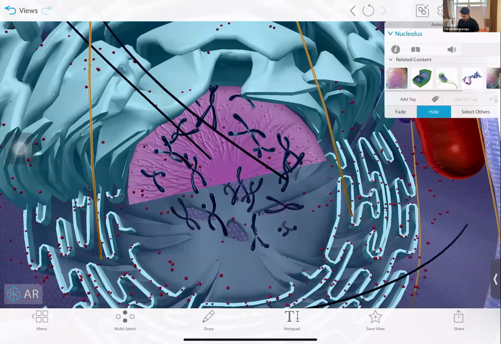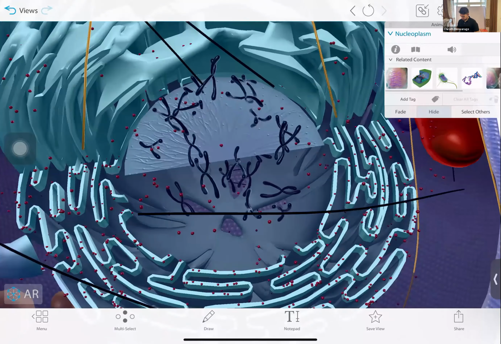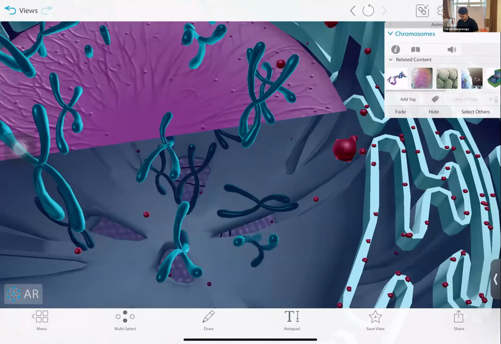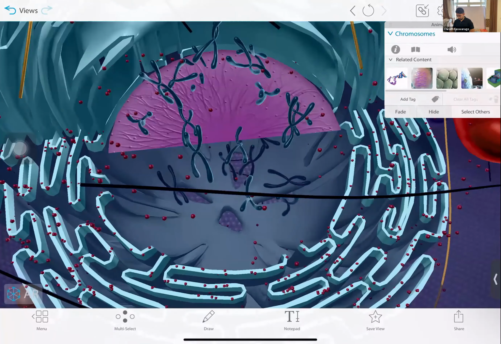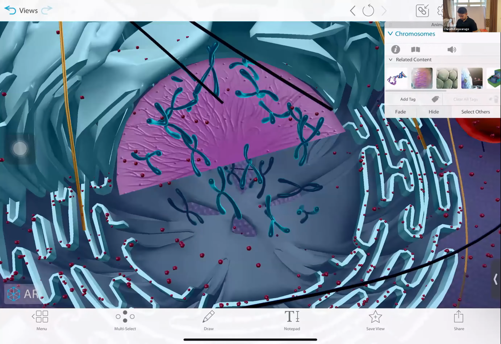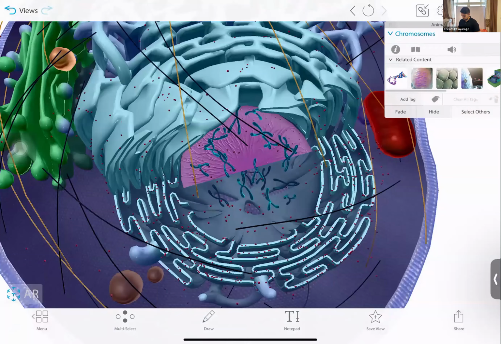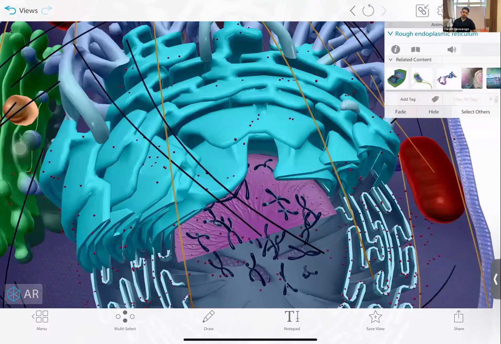Inside the nucleus, you have the DNA, right? These are DNA. This is not entirely accurate. DNA is not like this in a normal cell. But for you to understand clearly, the DNA has been indicated like this as chromosomes. Right? Then what is this light blue color? That is called the rough endoplasmic reticulum. It's a network of membranes that is surrounding the nucleus.